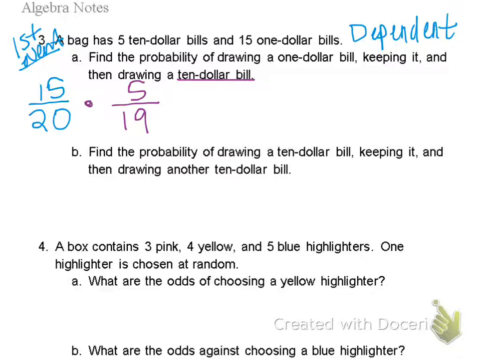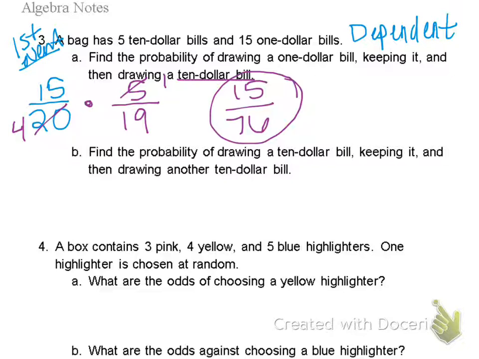So we can cross cancel here. 5 goes into 5 once, and 5 goes into 20 4 times. So we have 15 times 1, which is 15, and 4 times 19, which is 76. So the probability of these two things happening together is 15 out of 76.